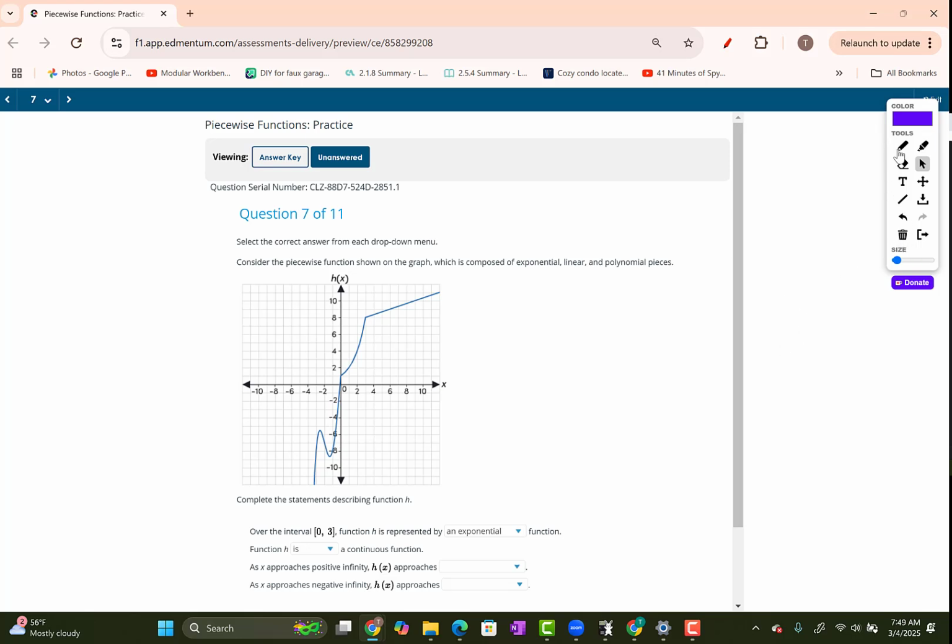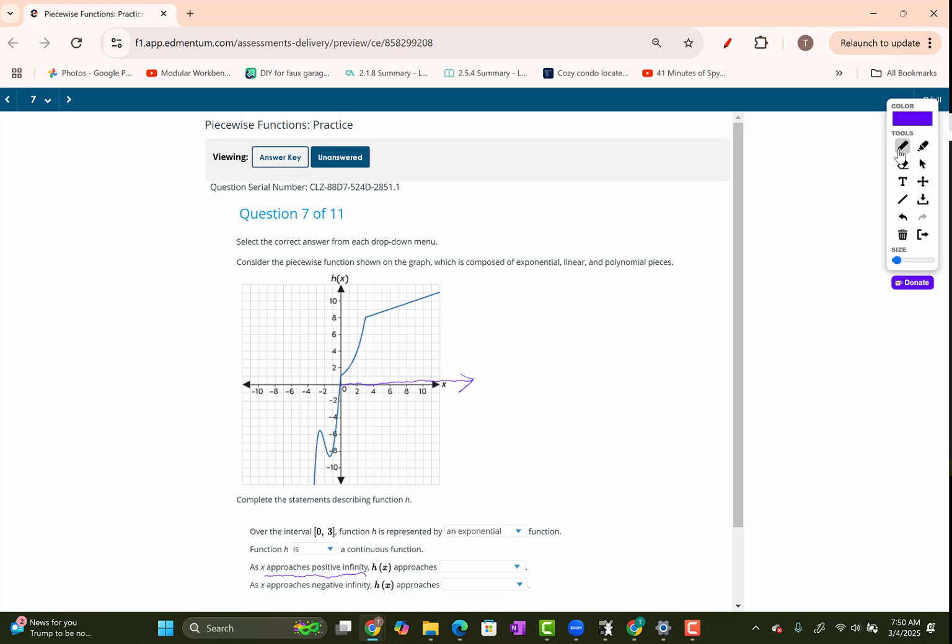All right, the next part says as x approaches positive infinity. So let's think about positive infinity. What does this mean? This means the numbers are getting bigger and bigger and bigger. Well, which way does x go when the numbers are getting bigger and bigger? Well, x goes to the right. As we move to the right, x is becoming a bigger and bigger number.